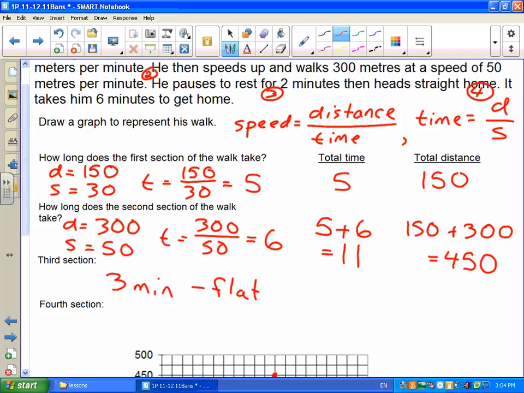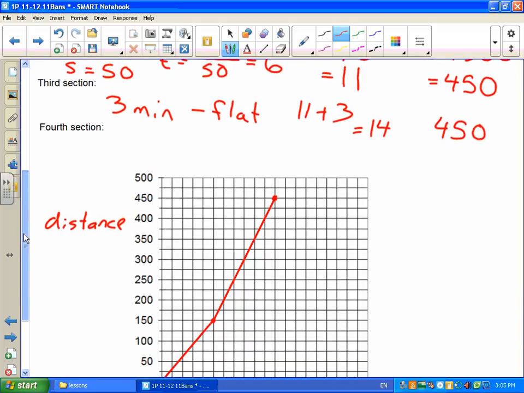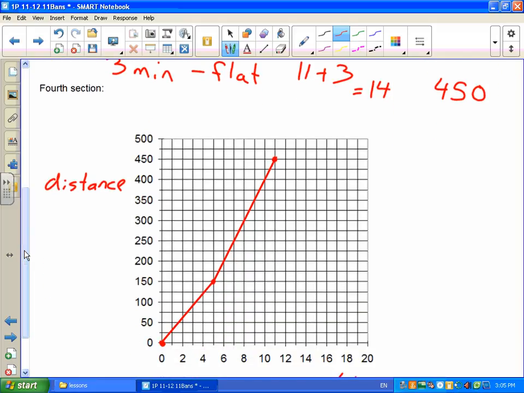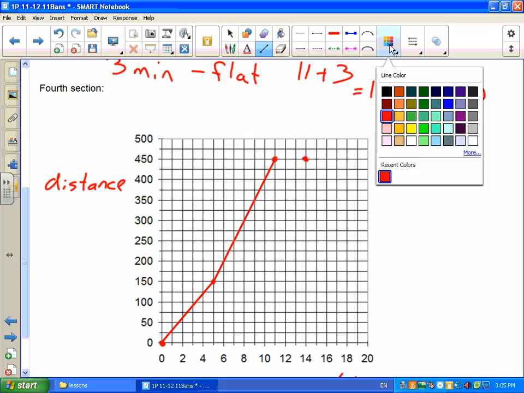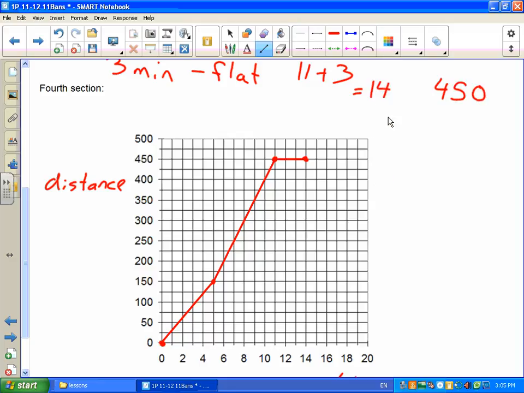So it's going to go to, well, let's see, if we had 11, we add on 3 minutes. So we're at 14 now, and the distance doesn't change, 450. So we want to end this section at a time of 14 and a distance of 450. So we can draw that line in as well. Make sure I get this red. And this is going to go straight across.